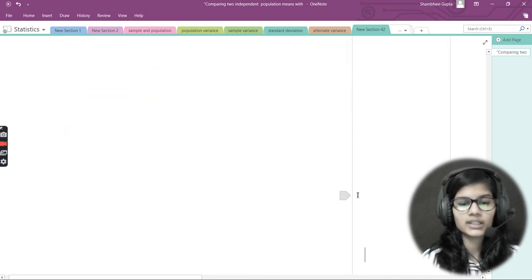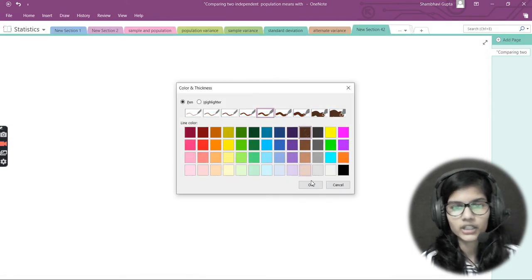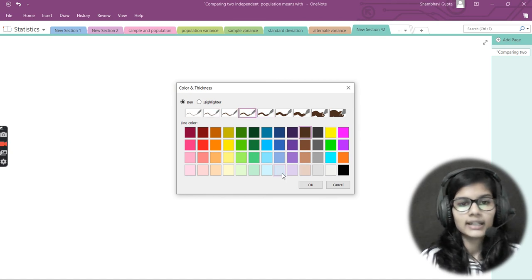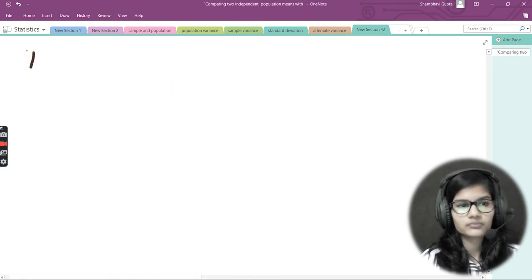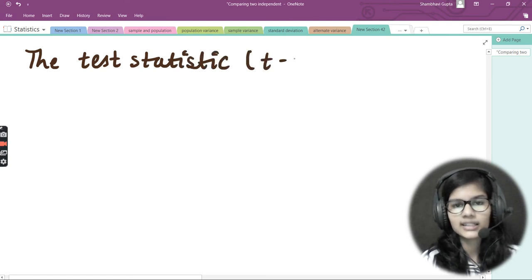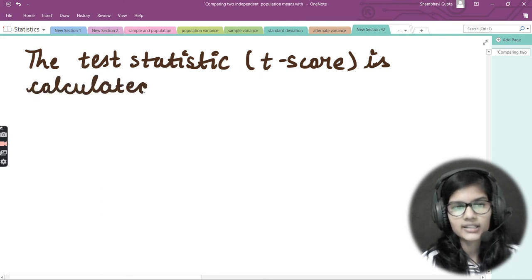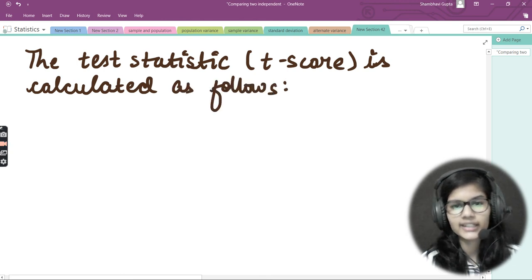Now today we will be doing the t-score. Now we'll be seeing the t-score for this particular test. So let me just take some color so that we can differentiate between the two. Okay, right here let's start. So I would just start writing that the test statistic, that is basically the t-score, is calculated as follows.